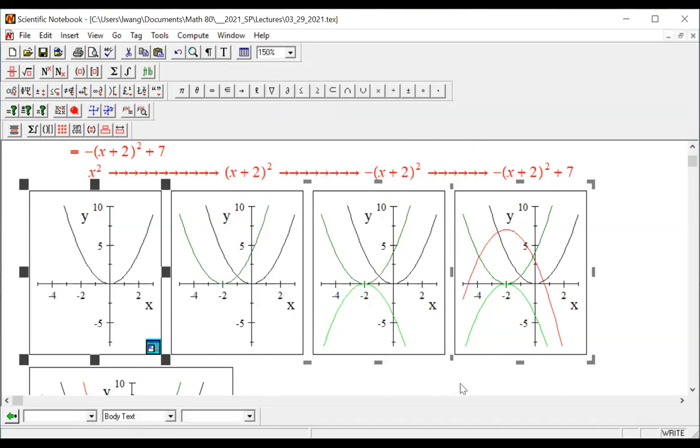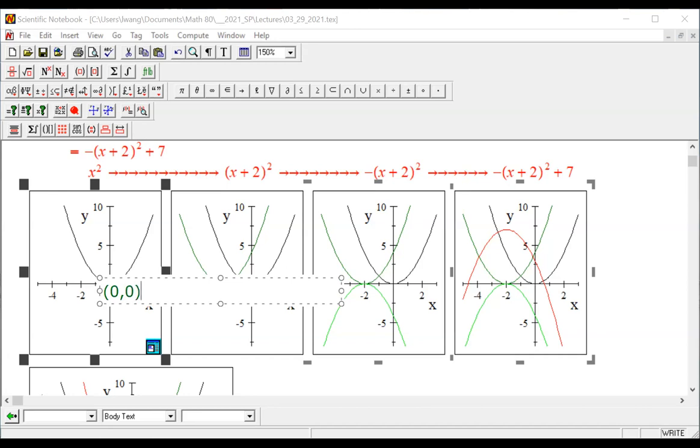So let's look at those shifting. Okay, I want you guys to do some marking, okay? So we can identify the vertex. We're gonna do some marking to identify the vertex and the line of symmetry, okay? So this point, that was the vertex, right?